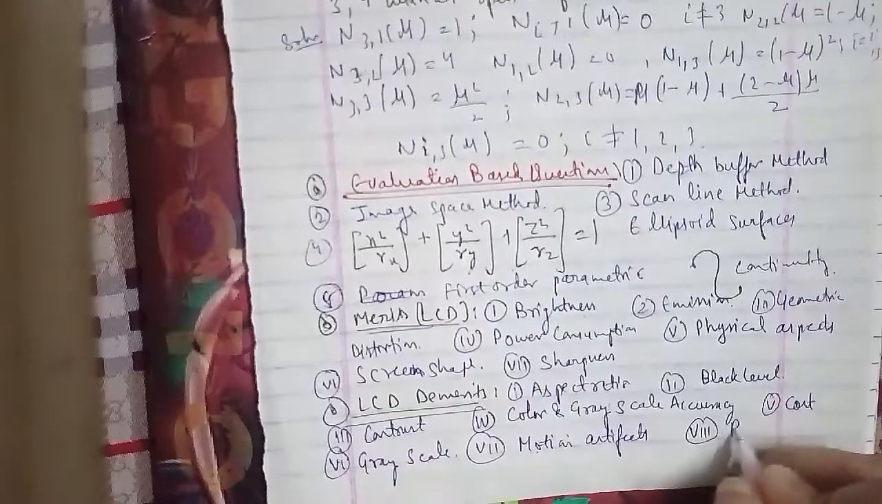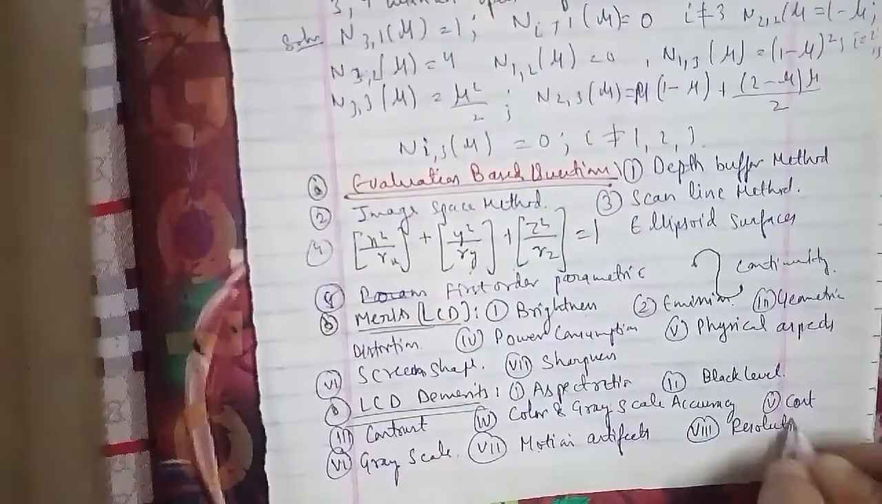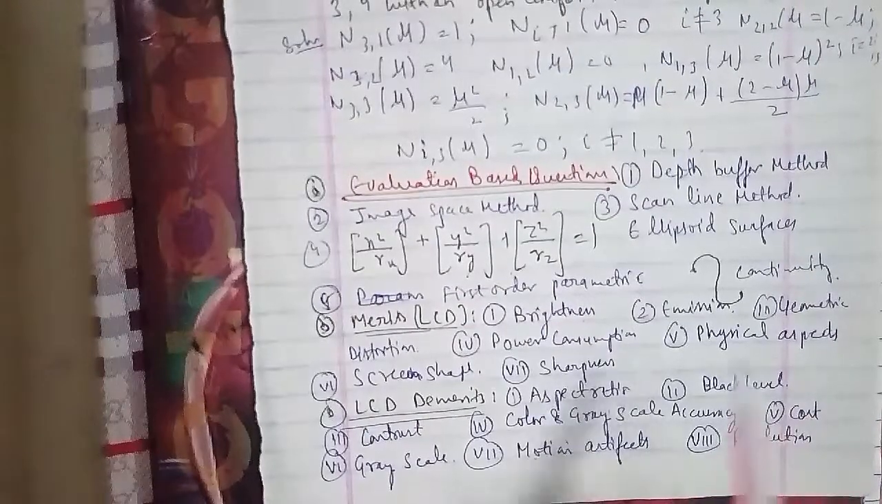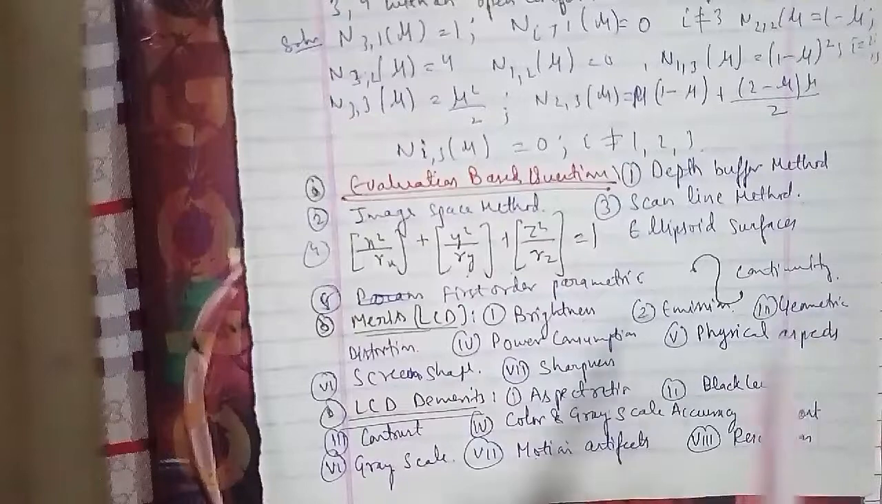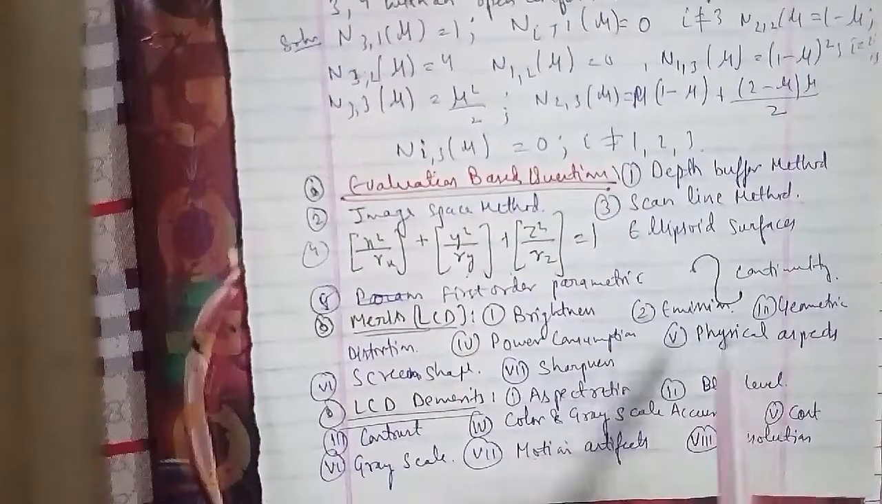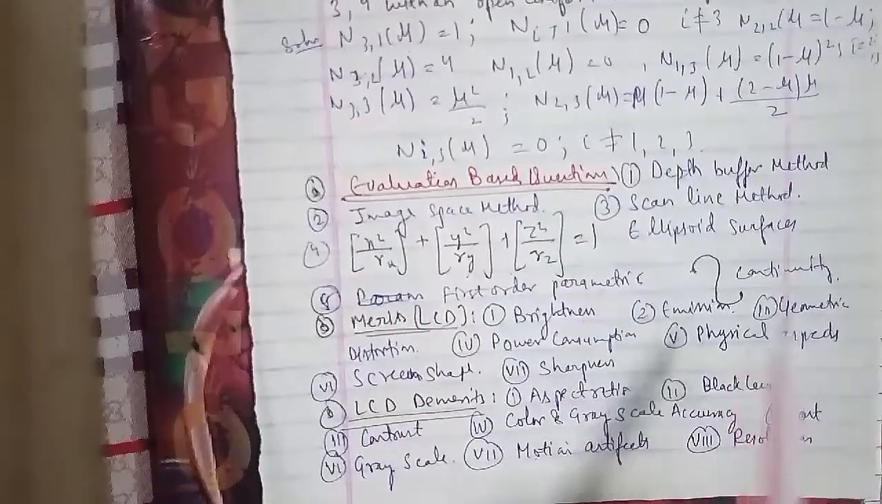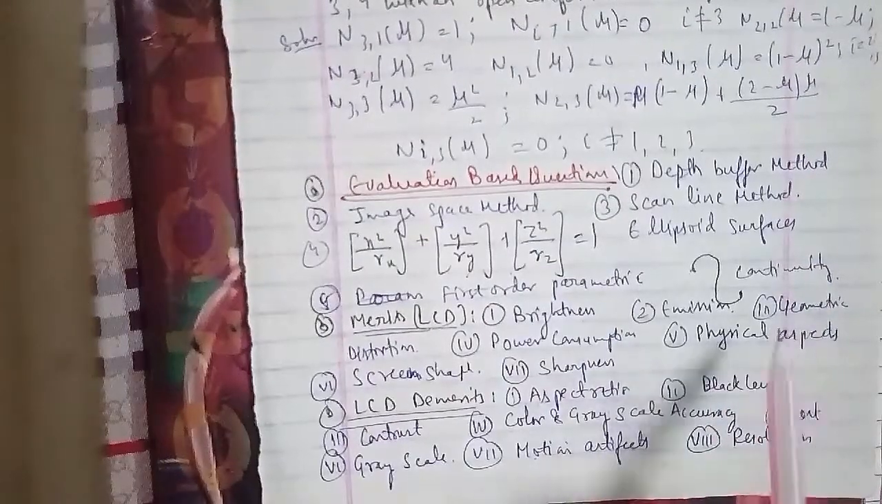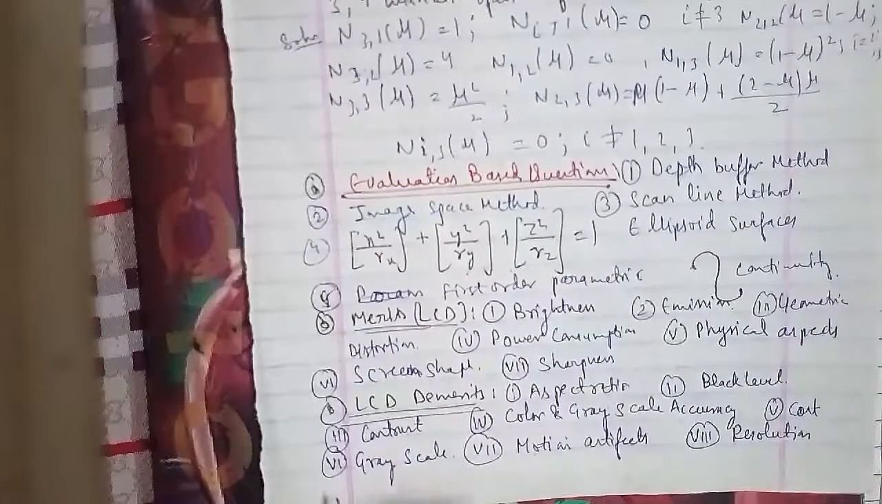So the LCD demerits that we'll discuss are: first, aspect ratio; second, black level; third, contrast; fourth, color and grayscale accuracy; fifth, cost; sixth, grayscale; seventh, motion artifacts; eighth, resolution; ninth, viewing angle; and the 10th is white saturation as well.